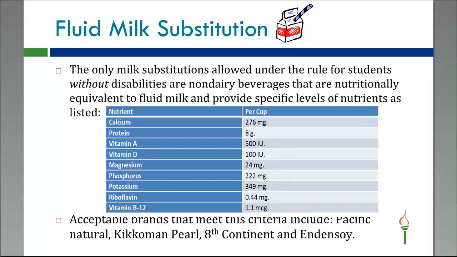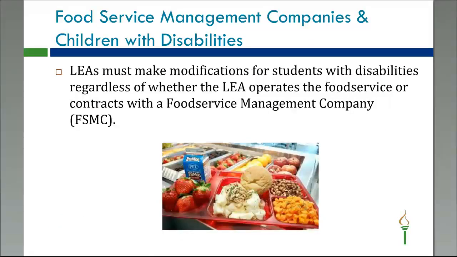In making fluid milk substitutions, a fluid milk substitution must meet these USDA standards to be served in place of cow's milk for students without a disability. Acceptable brands that we have found that meet this criteria include Pacific Natural, Kikkoman Pearl, 8th Continent, and Indian Soy. Food service management companies must make these modifications, and it is included in their contracts.